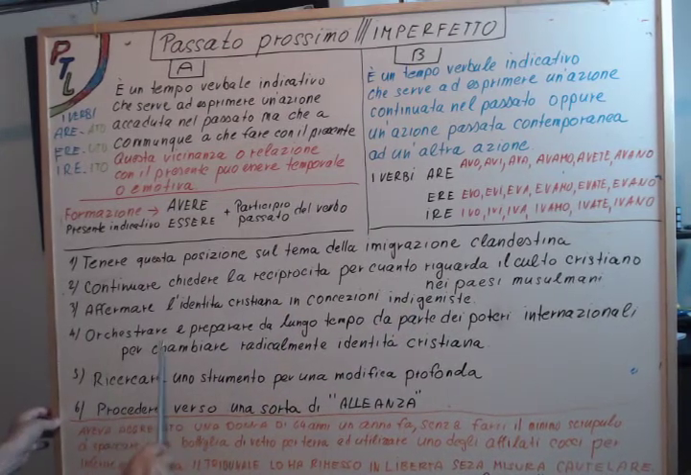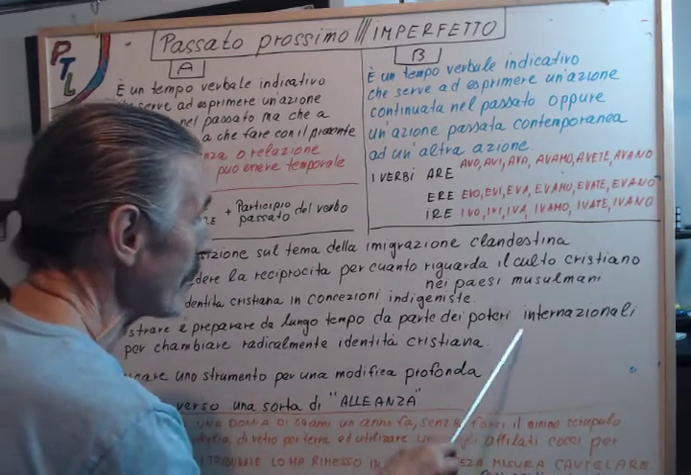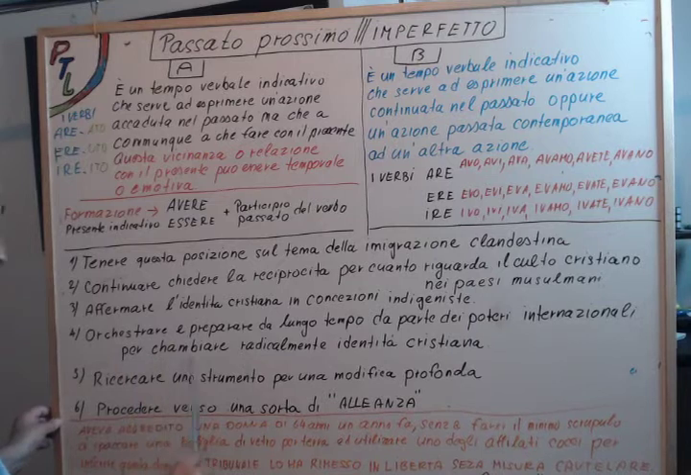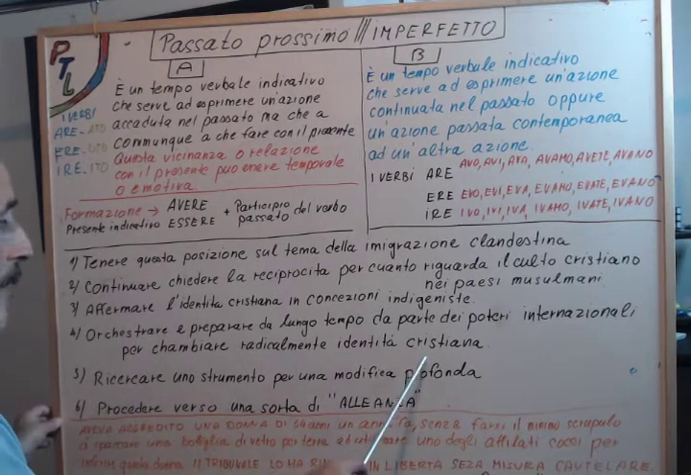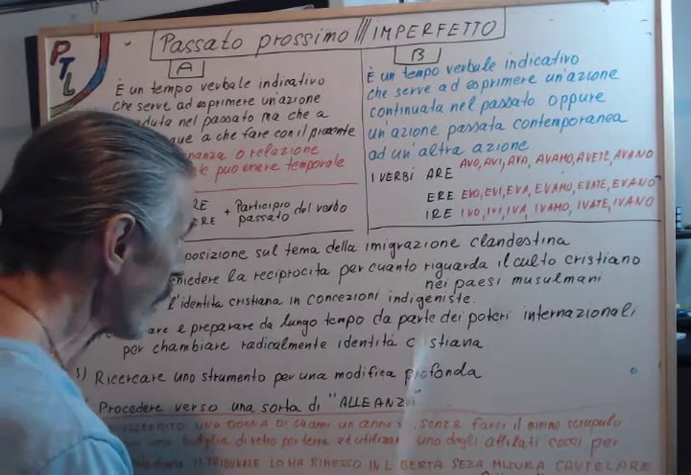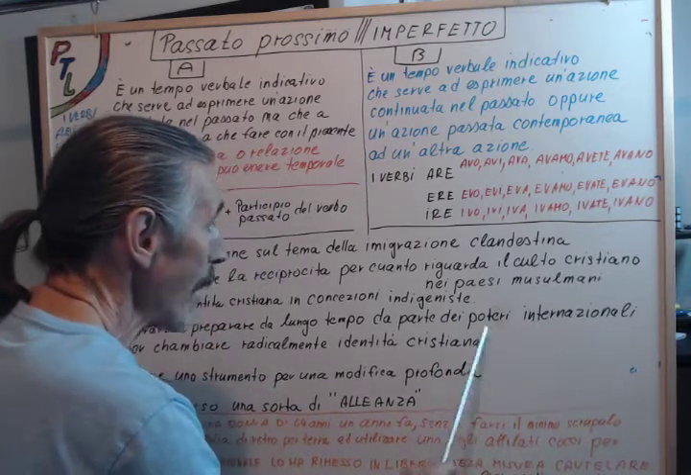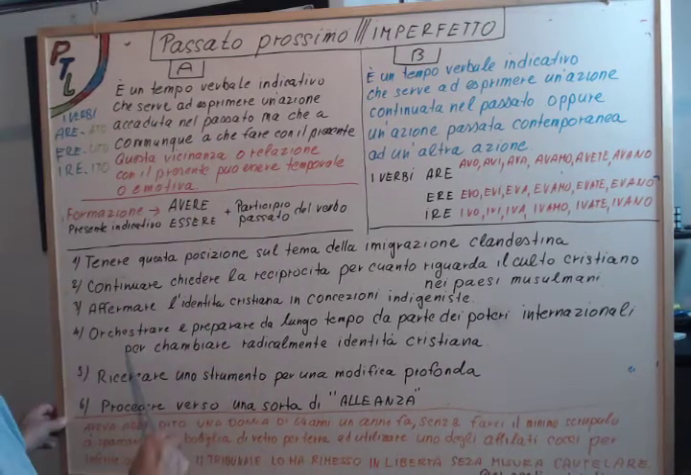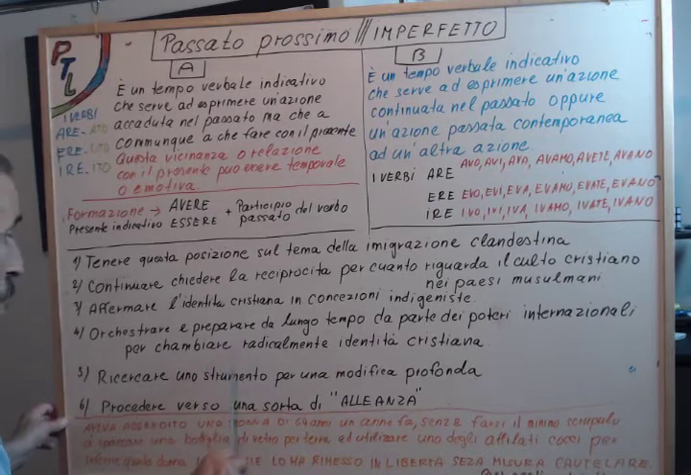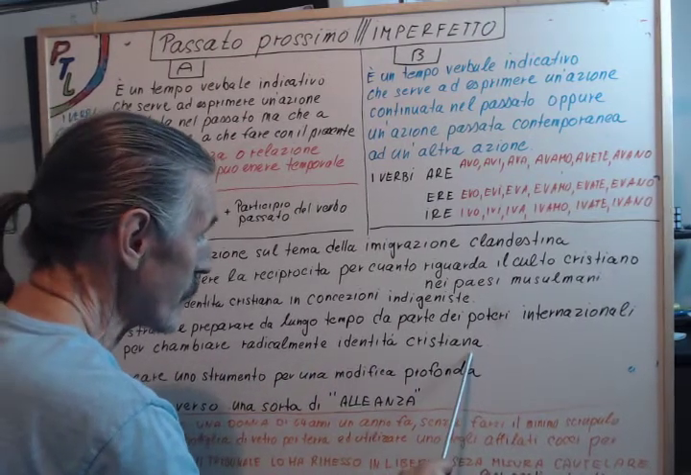Or, orchestrare e preparare da lungo tempo da parte dei poteri internazionali per cambiare radicalmente identità cristiana. Orchestrare is to orchestrate, preparare to prepare, da lungo tempo, for a long time, da parte dei poteri internazionali, from the part of the international powers, per cambiare, to change, radically, identità cristiana, Christian.